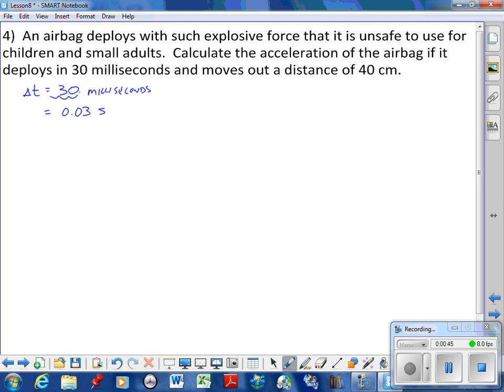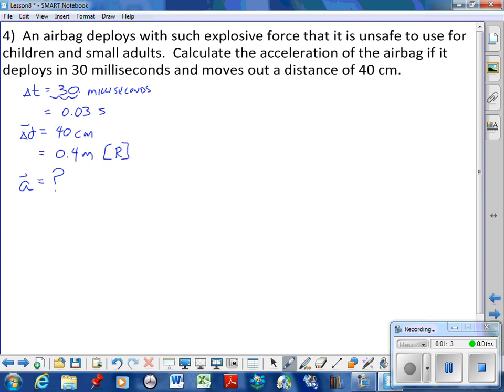All right. We're given a displacement of 40 centimeters. Again, it has to be given in SI, so 40 centimeters is 0.4 meters. And we're going to say that the bag is deploying to the right. We're looking for acceleration. We need to know another piece of information here.